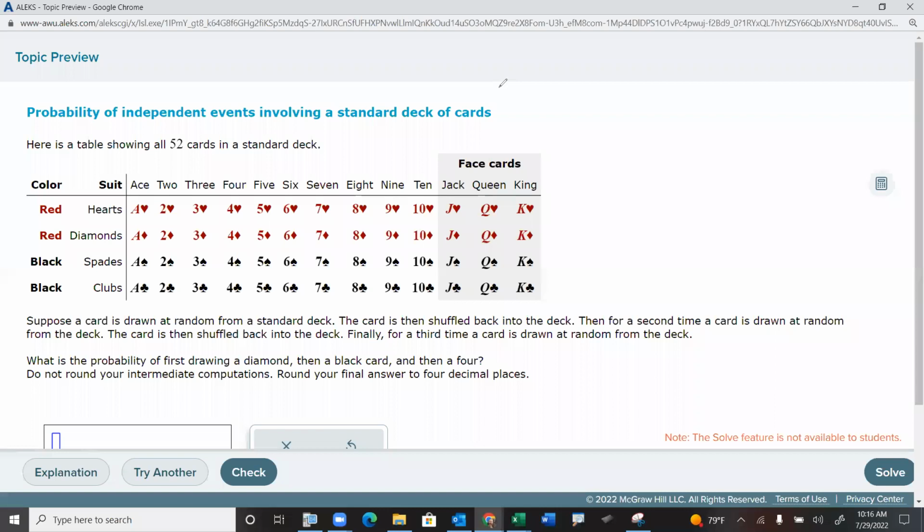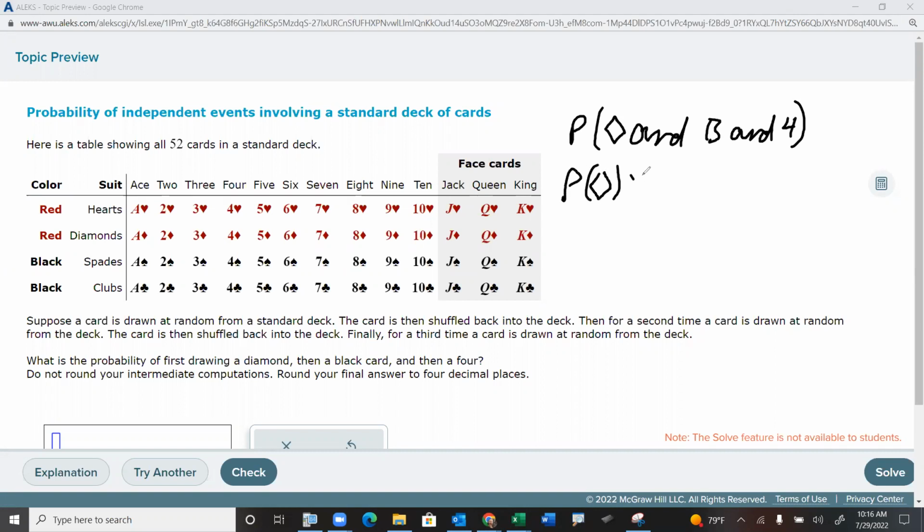Well, well, well. I'm glad you asked. So the probability of a diamond and a black card and a 4, I think is what it says. Let me double check. Diamond, black card, 4. Yeah. All right. So the and means multiply.